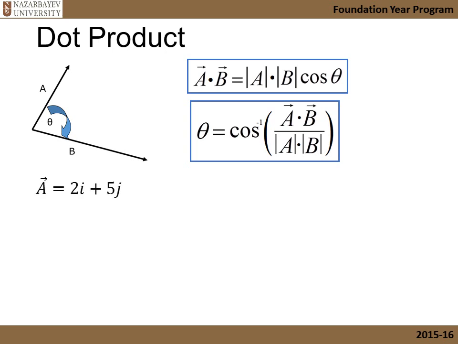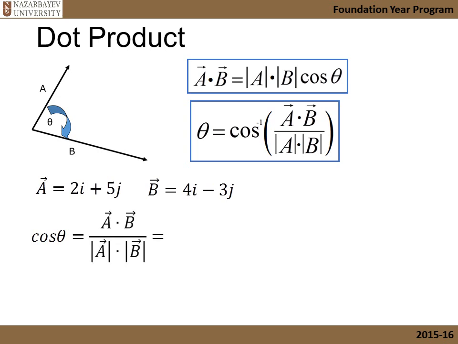So if we take the vectors A and B, such as 2i plus 5j and 4i minus 3j, we can calculate our cosine theta. And if we don't have the z components in our vector expressions, it means that our vectors A and B lie in the xy plane. So let's calculate our cosine theta, and this will be equal to this expression according to our formula.